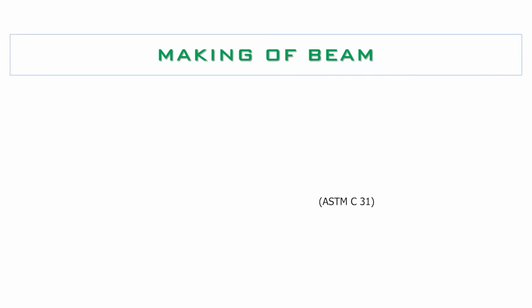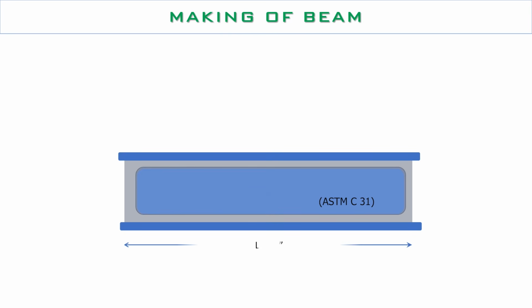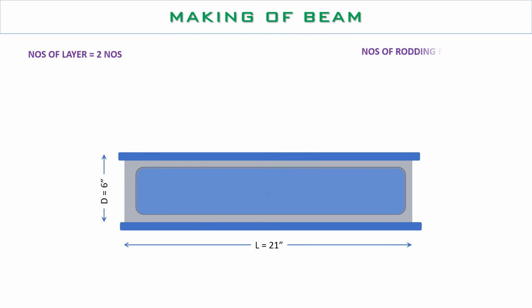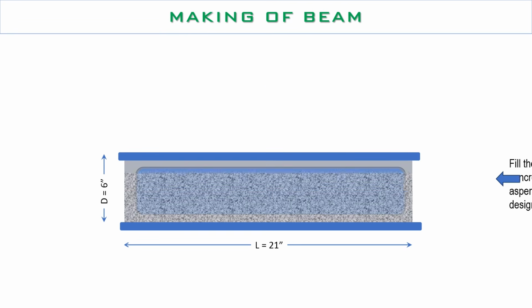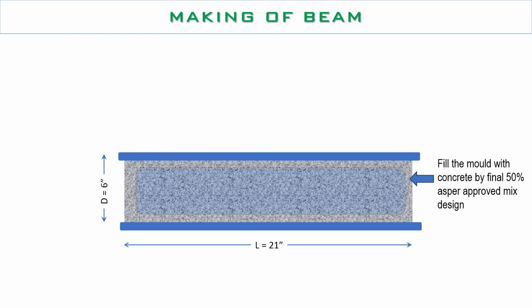Making of beam. Here we have used a beam mold with internal length of 21 inch and depth and width of 6 inch. So the number of layers will be 2 and the number of rodding per layer will be 63. First we need to fill the beam mold 50% with concrete as per approved mix design and rod the concrete 63 times. Then fill the mold with the remaining 50% of concrete as per approved mix design and tamp it again 63 times.